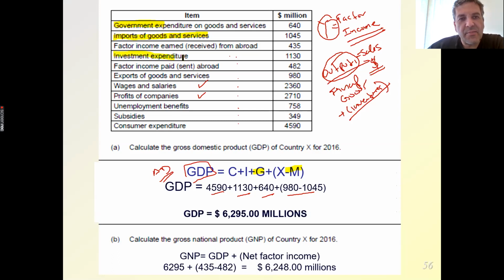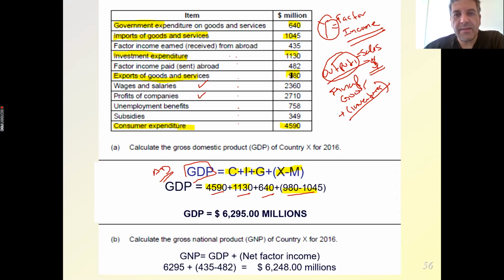Investment, so the investment expenditure is our I. Factor income paid abroad, this is for GNP, this is not useful right now. Exports of goods and services, so we need to add this as our X. Wages, profits, unemployment benefits, subsidies, these are not useful for our expenditure method, but our big C, consumer expenditure, is what we need to add here. So now we have C plus I plus G plus X minus M. And these values that we have here correspond to the values that we have here. And that should be your answer.